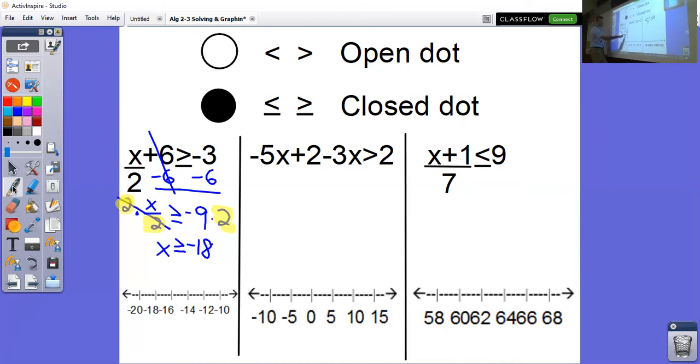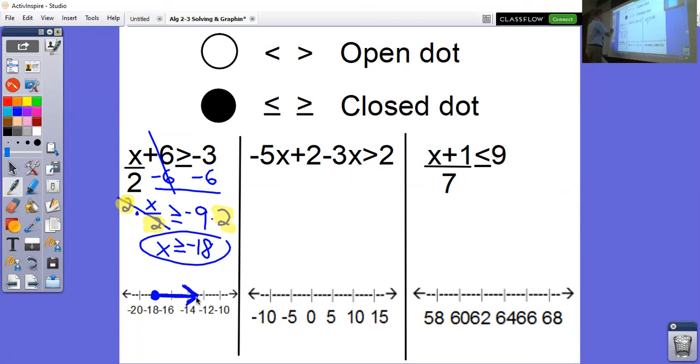So here's our inequality statement. X is greater than or equal to negative 18. That is a closed dot. Anytime it has an "or equal to," it's a closed dot. And we are shading, making our arrow go to the right this time, because we want all the numbers that are greater than or equal to negative 18.